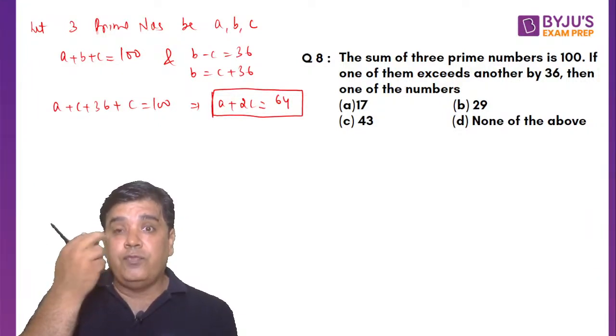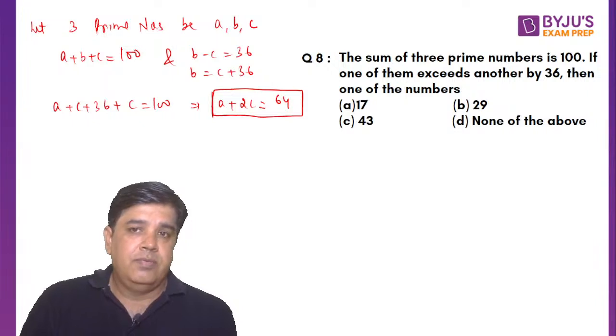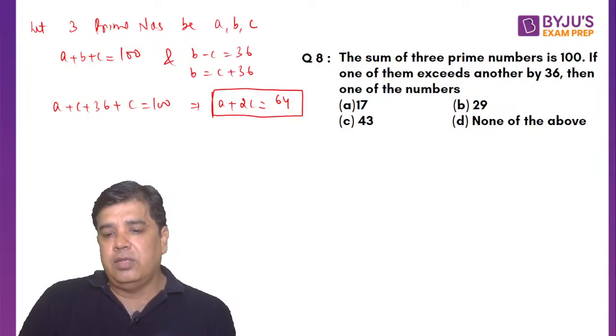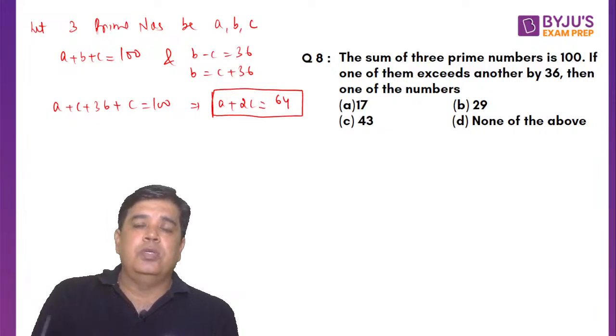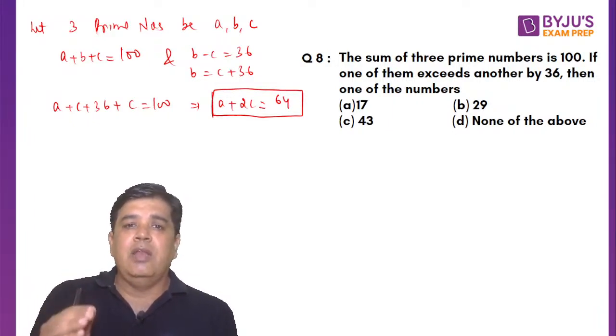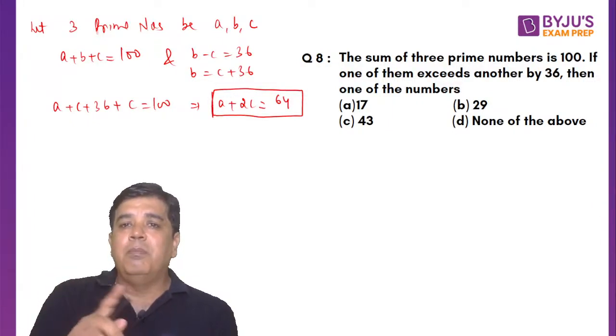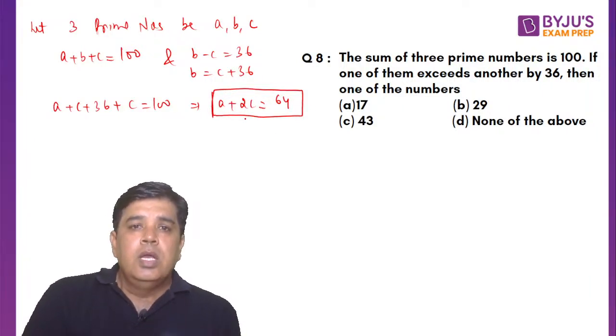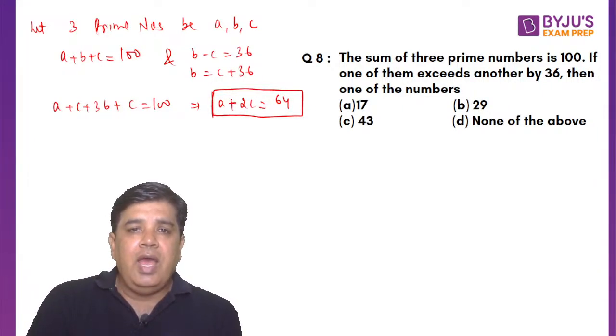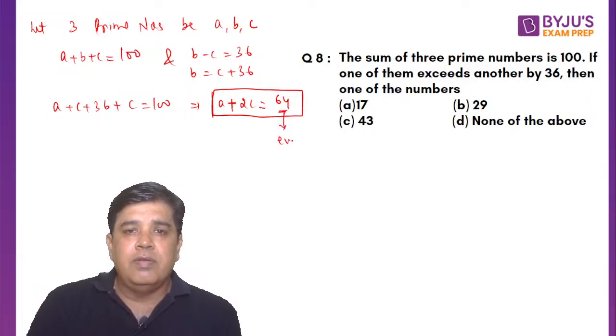Then which of the following is one of the numbers? 17, 29 and 43. We have to select among the options 17, 29 and 43, will there be a number among the three prime numbers? Okay, so let's see. Now student, tell me that we have this answer 64 which is even. 2 into something is also even.